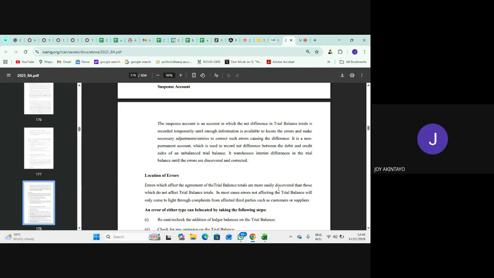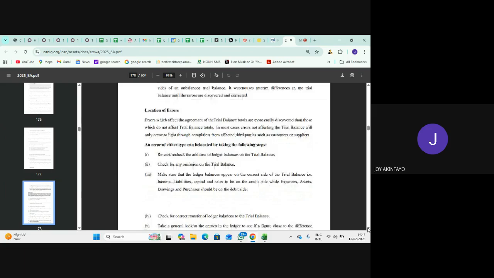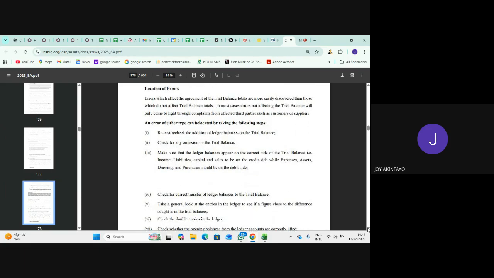Like the cash sales. Omission of cash sales: it is until you get a complaint from your customer that you know that an error has actually occurred. Are we together? But it is always obvious when it comes to errors that affect trial balance.